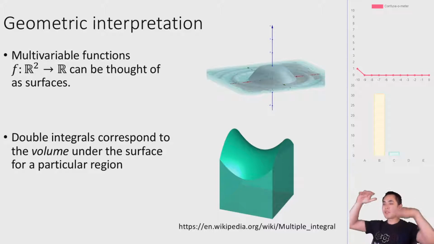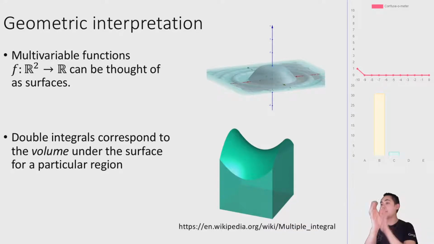So if you have this surface in space and you set your x and y bounds, so that's why you have your limits of integration, one of which are the x bounds and the other of which are the y bounds. When you set those limits, then you're specifying a particular region in the plane, and you're looking at the volume under the surface for a particular region. And this is a geometric interpretation of this multiple integration.